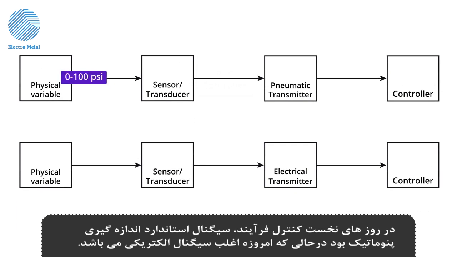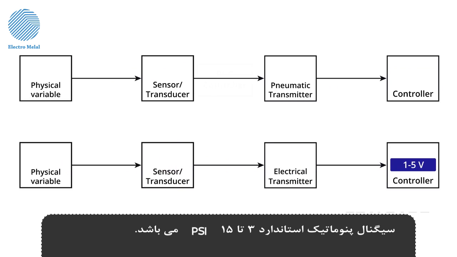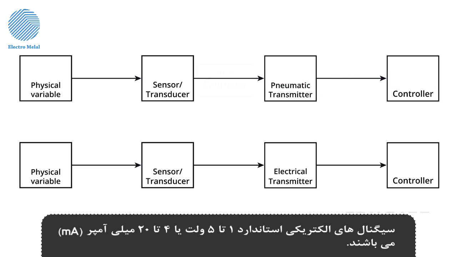In the early days of process control, the standard instrumentation signal was pneumatic, while today it is more likely to be an electrical signal. The standard pneumatic signal is 3 to 15 psi. The standard electrical signals are 1 to 5 volts or 4 to 20 milliamps.